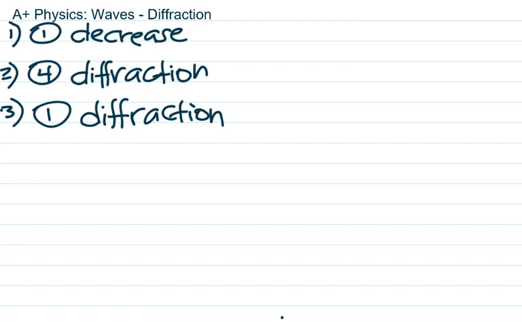Four is a good question. It wants to know how much diffraction you get. We know that you get the most diffraction effect when the size of the opening, or the gap in the wall, is close to the wavelength of the wave. So the diffraction effect depends on the wavelength of the wave and the size of the opening.